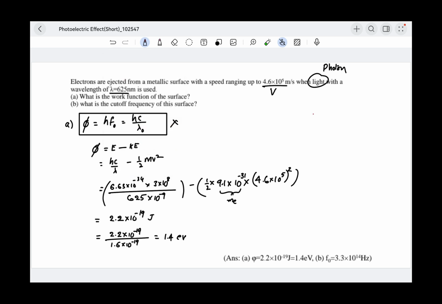What is the cutoff frequency? Cutoff frequency means the f naught we have to calculate. Now we use this formula hf naught. So from this, f naught equals phi by h. So phi, the work function, should be in joule, only this is allowed in this formula, that is 2.2 times 10 to the power of minus 19 divided by the h, that is 6.63 times 10 to the power of minus 34. The frequency is around 3.3 times 10 to the power of 14 Hz. This is the answer.